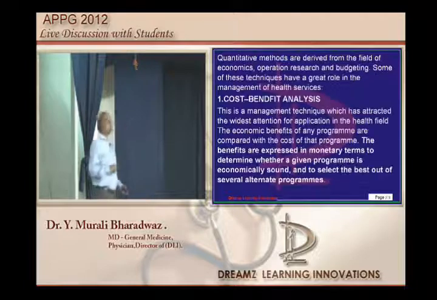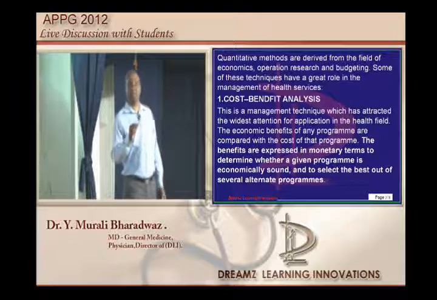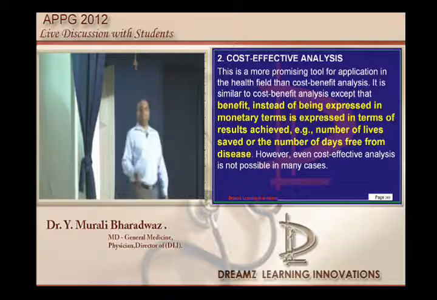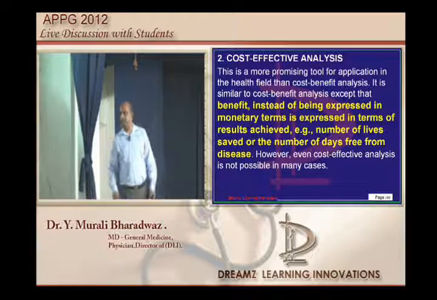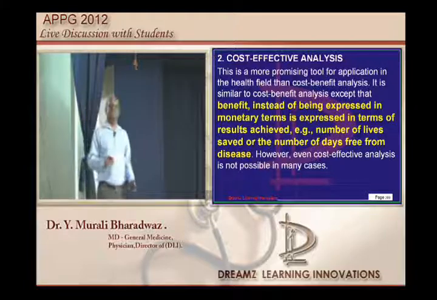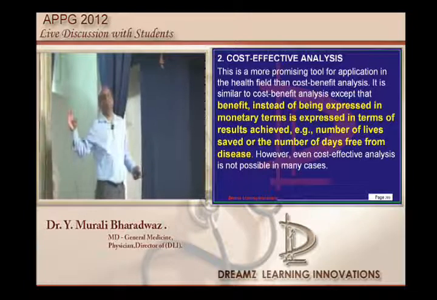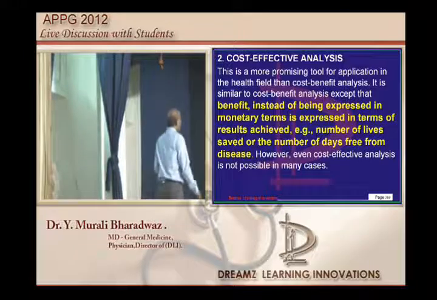Cost benefit means the benefit is expressed in monetary terms. How much money came in, how much money went. Cost effective means the benefit, instead of being in money, in rupees, is expressed as the results achieved, like number of lives saved, etc. Then you call it cost effective analysis, which you have to differentiate.